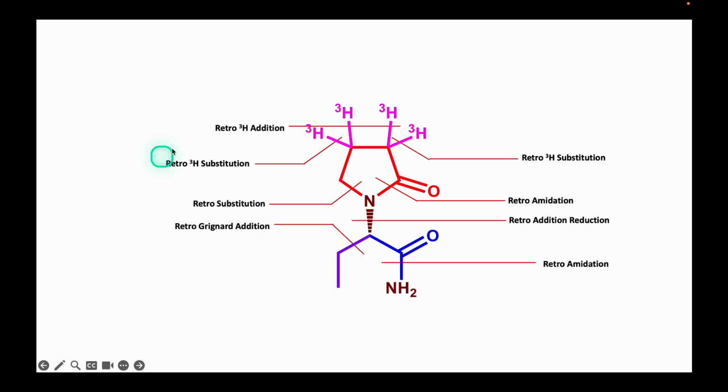In summary, here are the main disconnections. In the next video, the resulting synthesis will be presented.